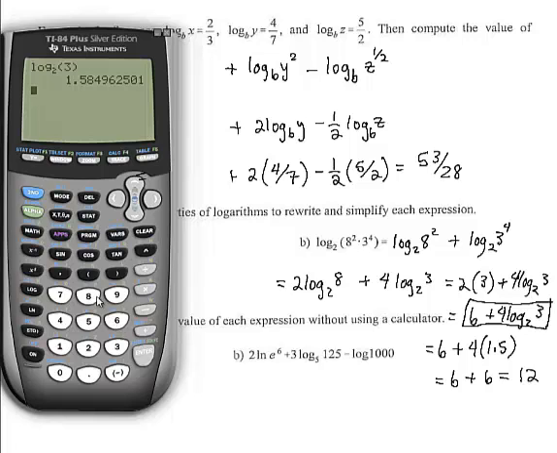Okay, let's see. I'll write the original expression that we had using the log base function. We had a base of 2, and then as far as the argument goes, we had 8 squared multiplied times 3 to the 4th.